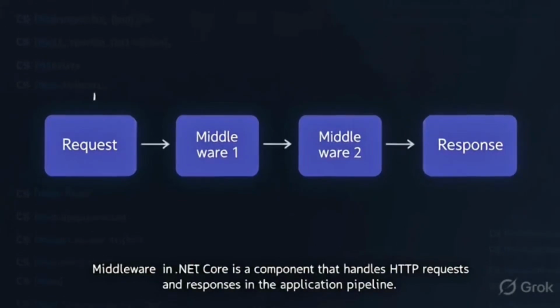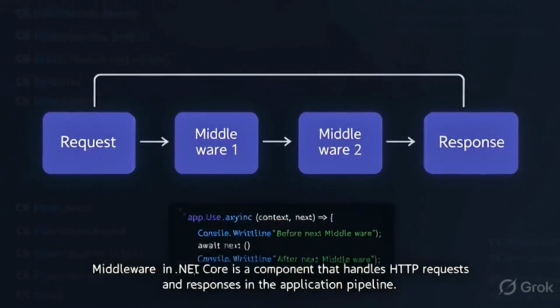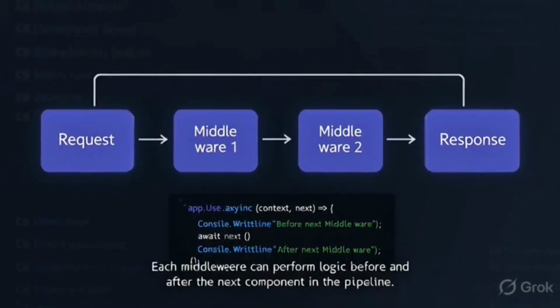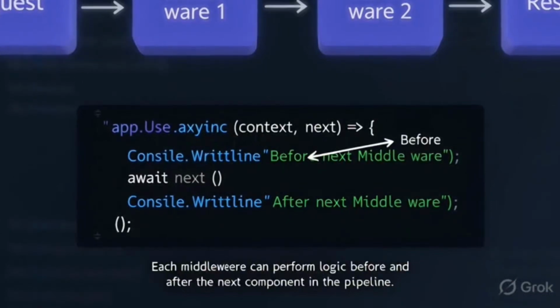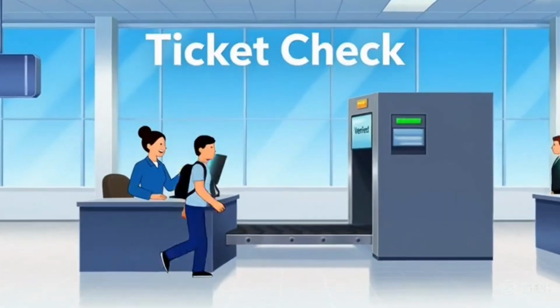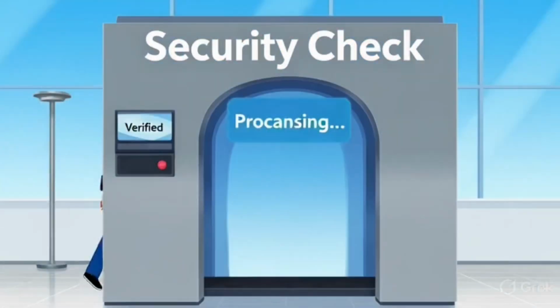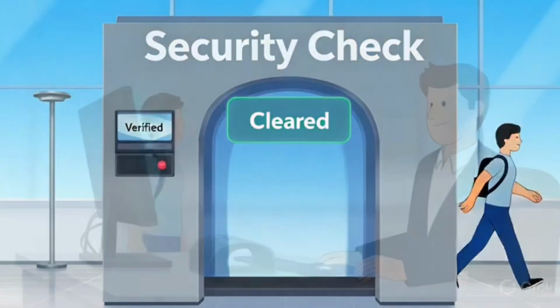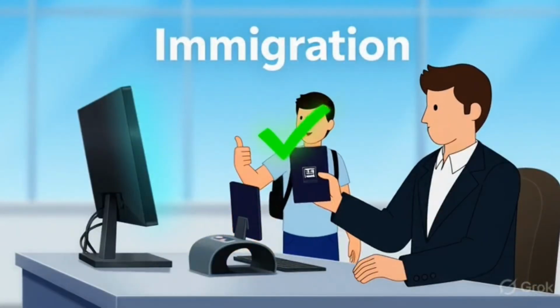Middleware in .NET Core is a component that handles HTTP requests and responses in the application pipeline. Each middleware can perform logic before and after the next component in the pipeline. Think of middleware like airport security. You enter the airport, then ticket check, security check, immigration. Each step processes you before allowing you to move.